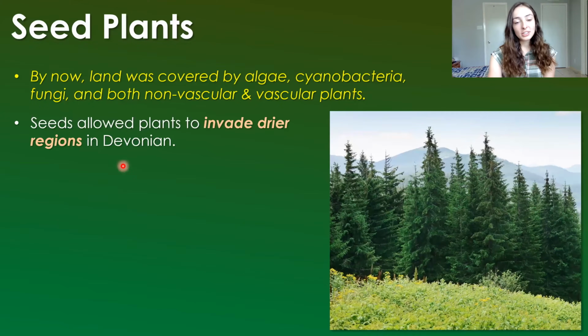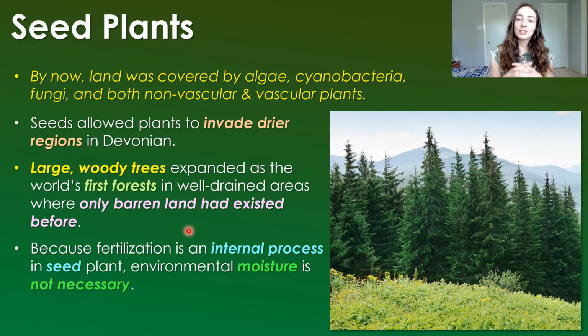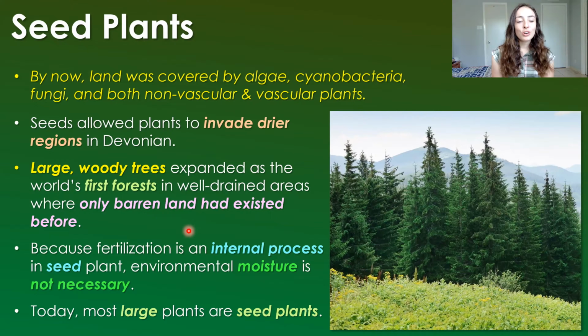Seed plants, which evolved in the Devonian, allowed these plants to invade drier regions, and large woody trees expanded throughout these environments and formed the world's first forests in dry or well-drained areas where only barren land had existed before. Because these were seed plants, their fertilization process was internal and they didn't require external or environmental moisture to reproduce. So they didn't have to be next to a water body and they could basically cover the entire planet at this point. And today, most large plants that you see and think of are seed plants.